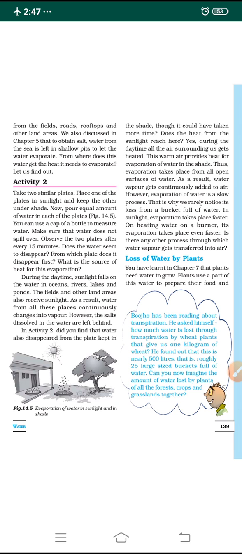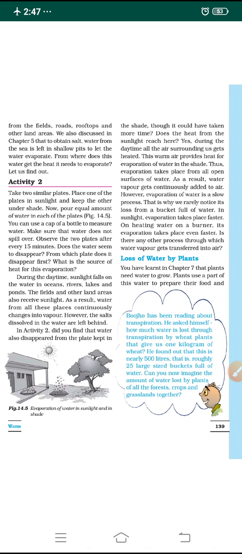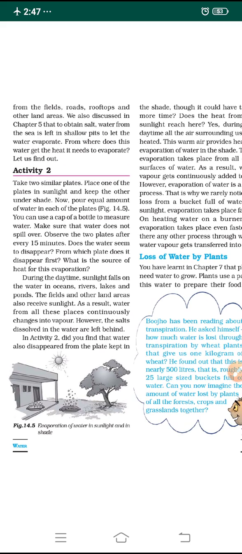Let us find that out with one more activity, activity number 2. Take two similar plates. Place one of the plates in sunlight, and keep the other plate in the shade. The shade means just a shaded place, for example under a tree. One plate goes in such a place, and the other goes in the sunlight.